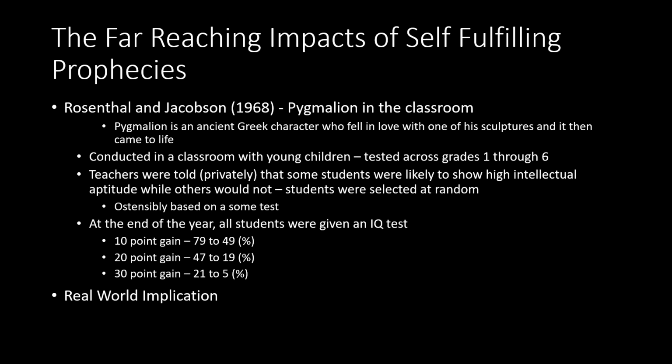So this was conducted in a classroom with young children, and it was tested in multiple classrooms across grades 1 through 6. Now, teachers of these classrooms were told in private that some students were likely to show high intellectual aptitude, these were called bloomers, and others were not likely to show similar types of intellectual aptitudes. And it is important to note, and I cannot stress this enough, that these students were selected at complete random.